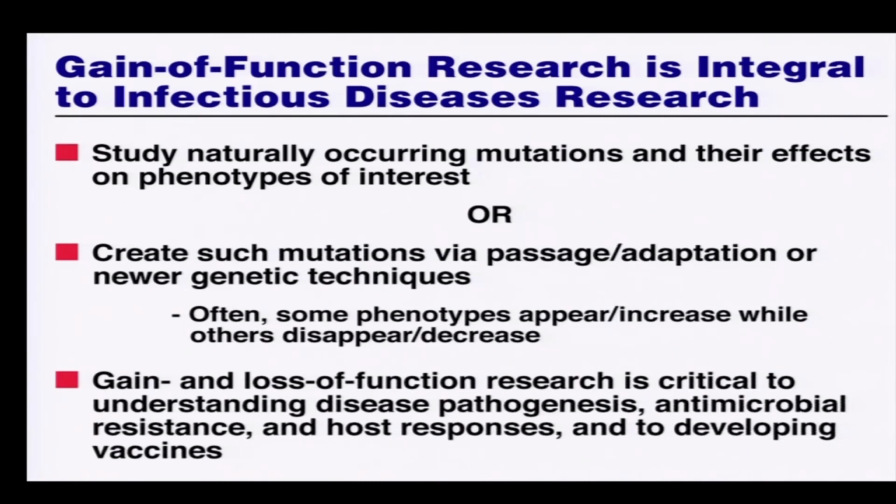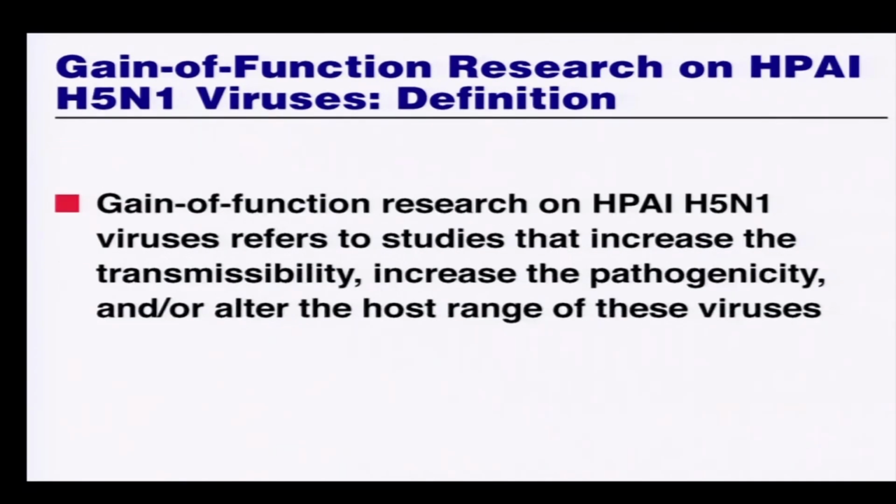When we do that, often some phenotypes appear and others disappear. For example, it is commonly seen that when you increase transmissibility, you may see a decrease in pathogenesis, or vice versa. You may deliberately increase pathogenesis and see a decrease in transmissibility. But the bottom line is that gain and loss of function research is critical to understanding disease pathogenesis, antimicrobial resistance, and host responses, as well as to developing better techniques of surveillance, vaccines, and therapeutics. Specifically, to gain of function research on HPAI H5N1.